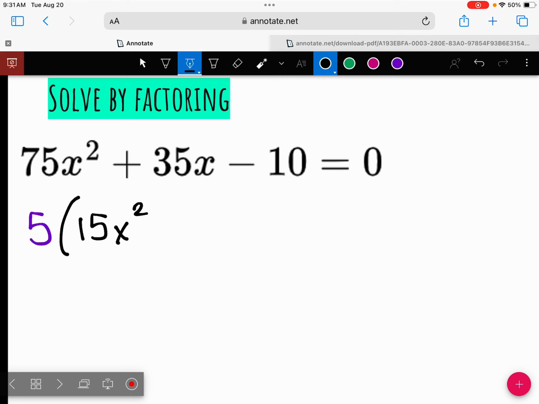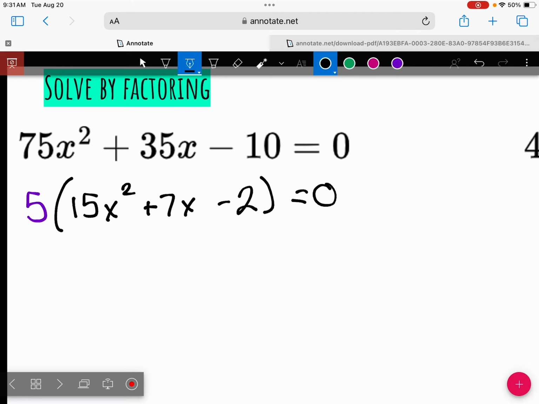15x squared plus 7x minus 2 equals 0. So we always check for a GCF first. Then we're into our factoring part, so we can try and factor this guy.